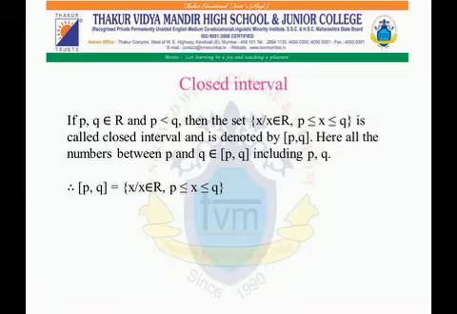Here all the numbers between P and Q belong to the interval, including P and Q. Here we have used the values P and Q also. That means if we have the closed interval, square bracket, 1 and 4, then the values are 1, 2, 3 and 4. Here we will use the limiting values.